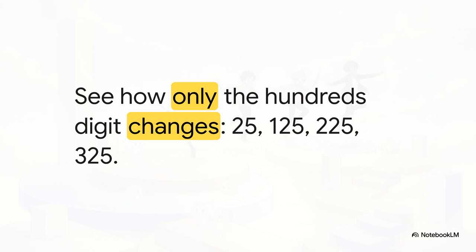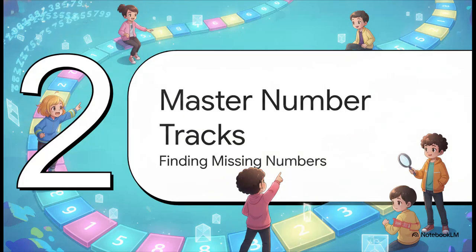Notice the pattern? Here is the absolutely crucial point. Only the hundreds digit is changing. The 2 and the 5 in the 10s and 1s columns, they literally do not budge. Once you realize that counting by hundreds is just dialing up one single digit, the whole thing becomes a total piece of cake.